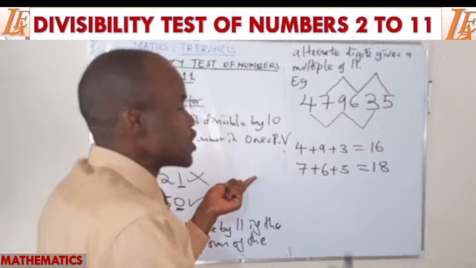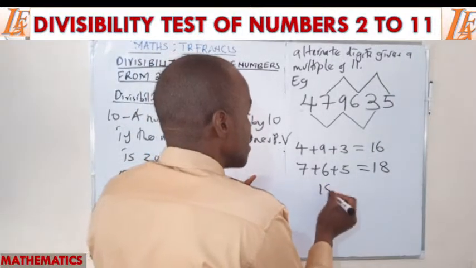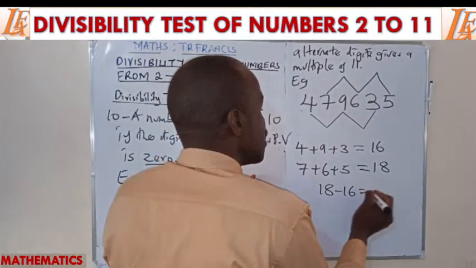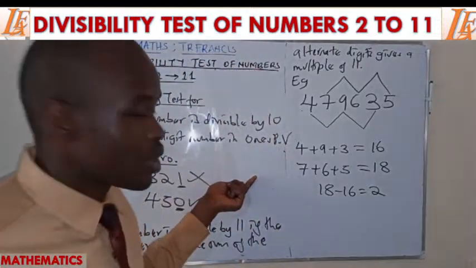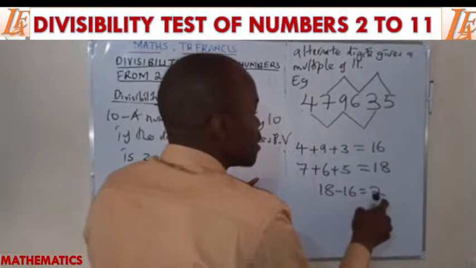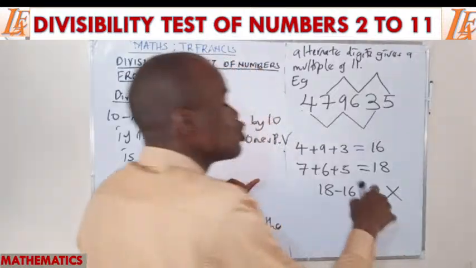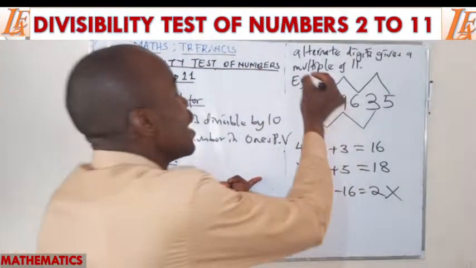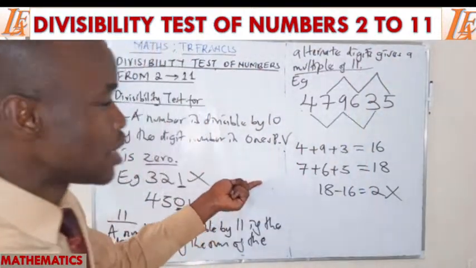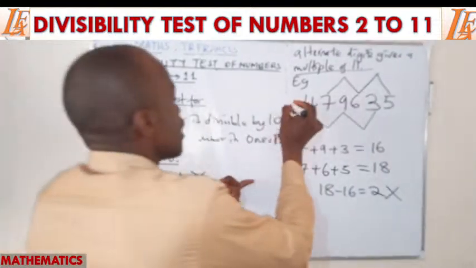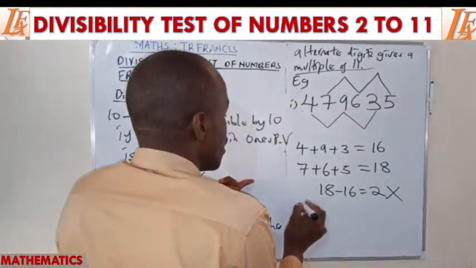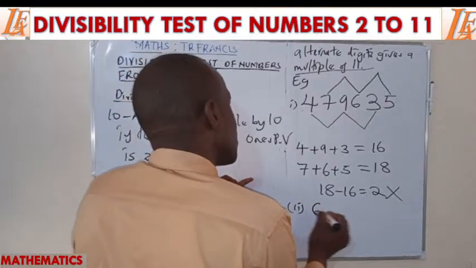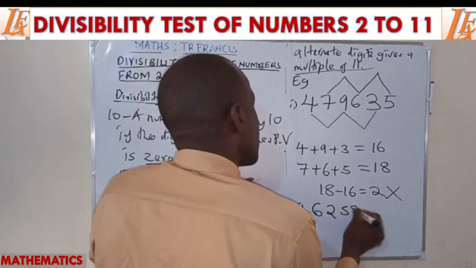Then we get the difference. You start with the bigger value. This gives you 2. Therefore, this number is not divisible by 11, because 2 is not a multiple of 11. That is example 1.